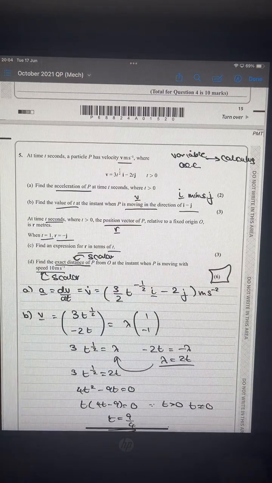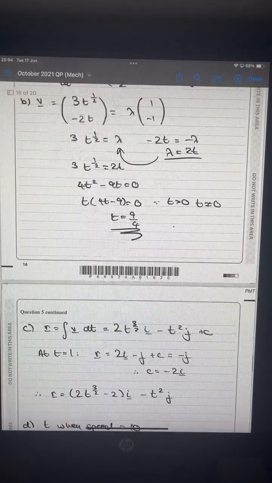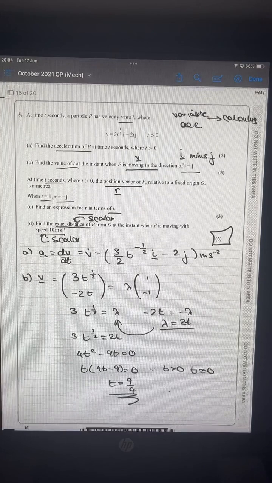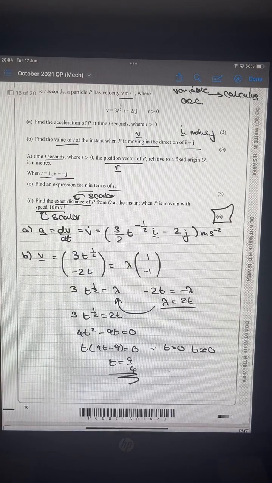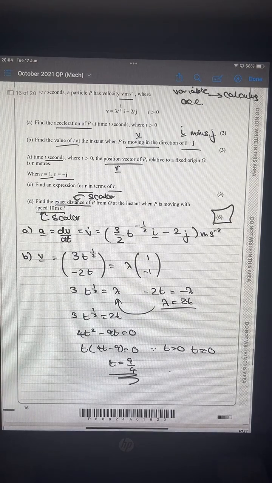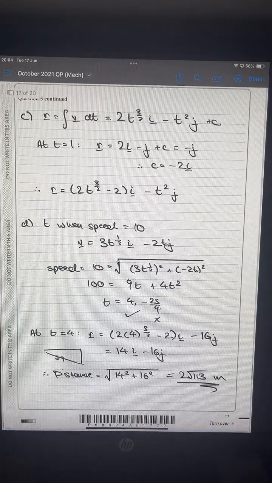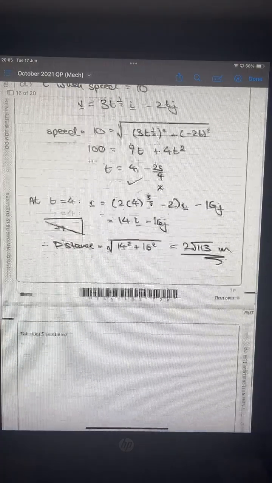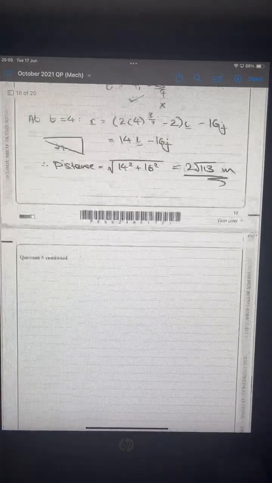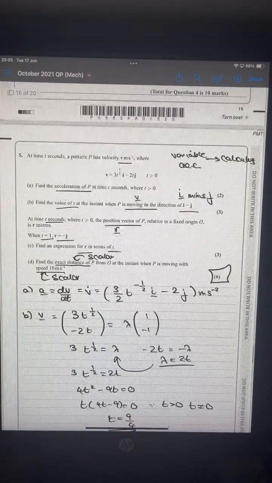This, in my opinion, is like a model variable acceleration question because you've got a bit of differentiation, a bit of integration, a bit of parallel movement, and finding distances with a bit of problem solving. But yeah, how does this look? Does this look good? We all happy with this question? In my opinion, if you got a question like this worth 14 marks, I would be super duper happy.